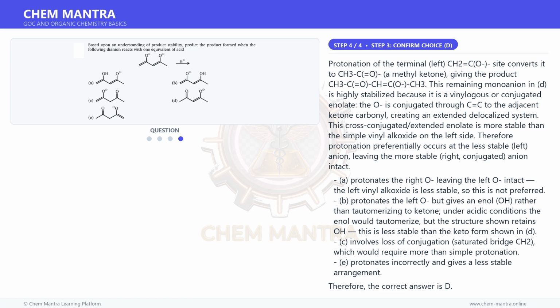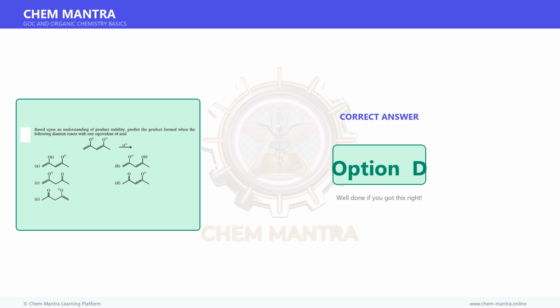C involves loss of conjugation, saturated bridge CH2, which would require more than simple protonation. E protonates incorrectly and gives a less stable arrangement. Therefore, the correct answer is D. Therefore, the correct answer is option D.